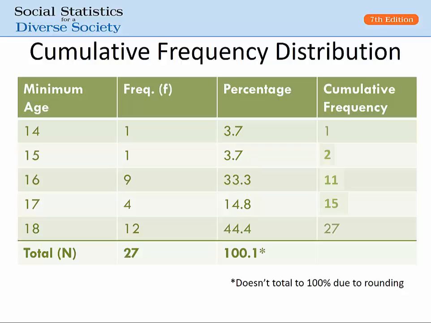In the 17-year-old category, there are 4, so if we add 11 and 4, we get 15. And then in the final category, 18, there are 12, and if we add 15 to 12, we get 27. So we get the total number of people in the frequency distribution. So it's really just a running total or a running count of individuals or objects in a particular data set.